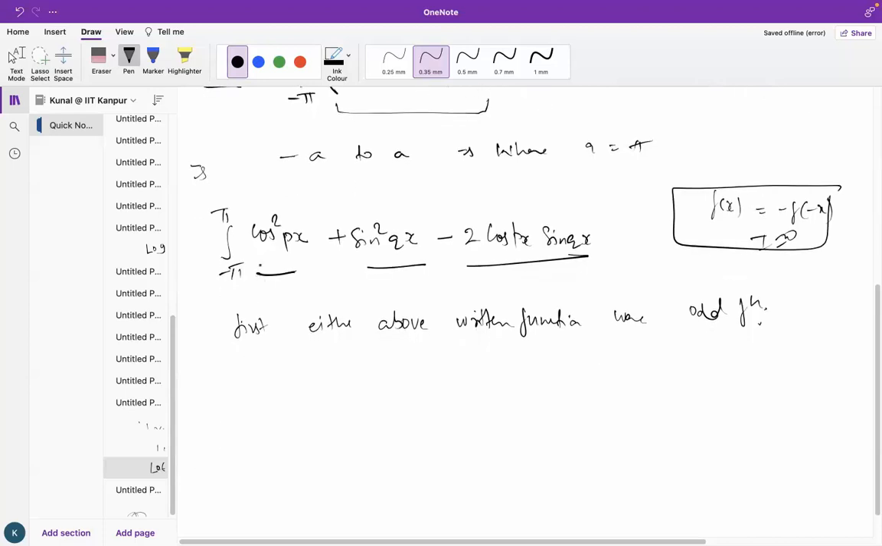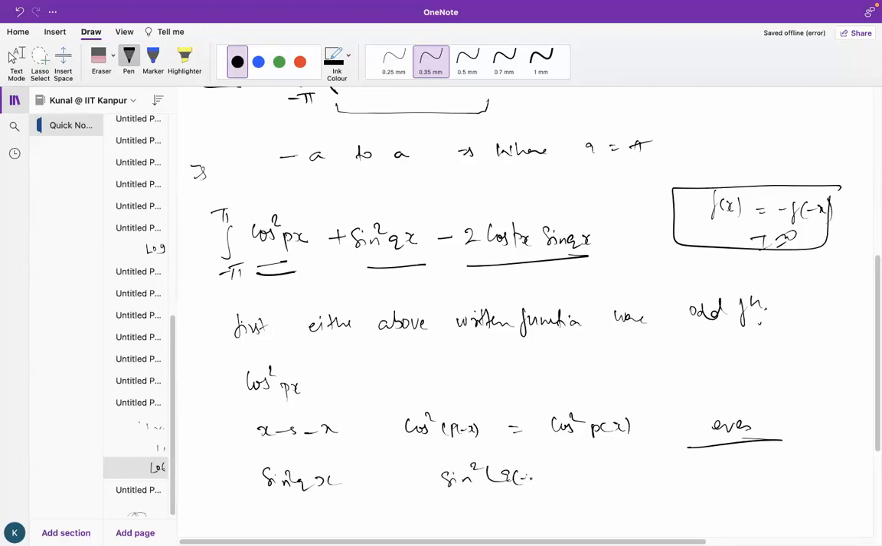So odd or even function, let me check it. Let me check the first term. So what is cos square px? Replace x by minus x. So what do we get? Cos square p of minus x. So it is also equal to cos square px. So our function is an even function. Now let's check the sine square qx. So there will be sine square q of minus x. This is negative, but the square makes it positive. So it is also an even function.